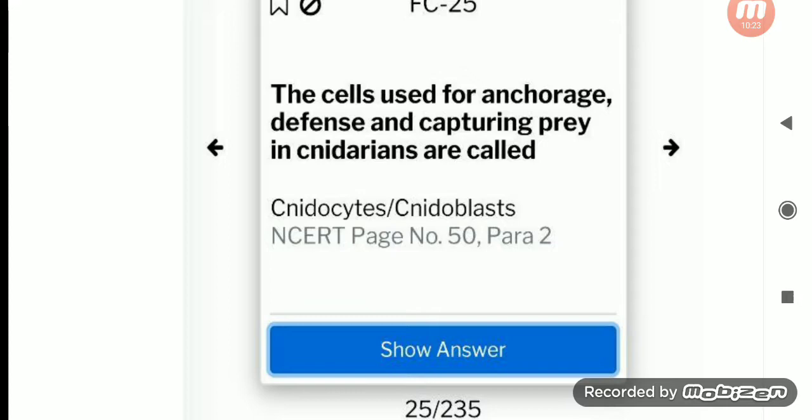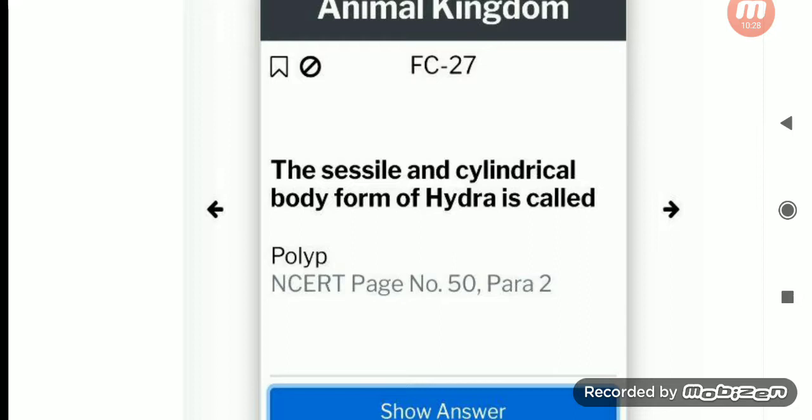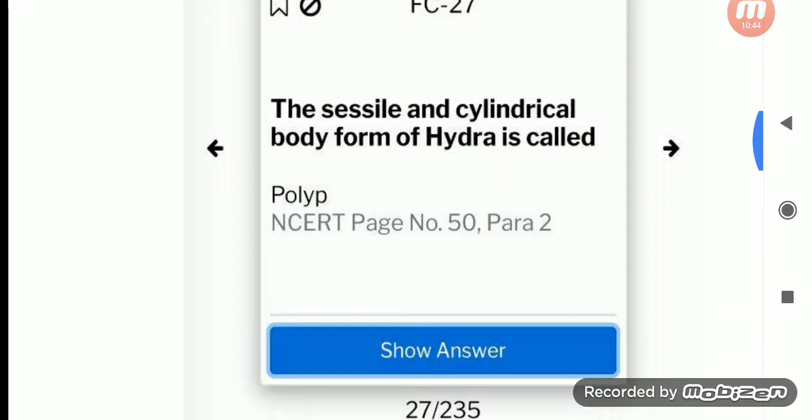The sessile and cylindrical body form of Hydra is called polyp.